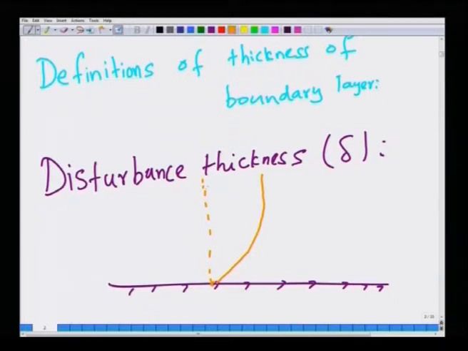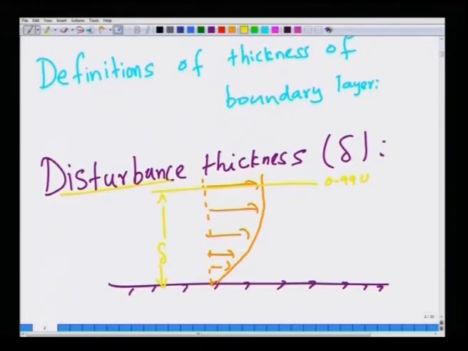Therefore, we can define delta as follows. Suppose you ask the question, at what thickness is u, the velocity in the boundary layer, 99% of the free stream velocity? That is called the disturbance thickness. So, one could have different definitions. Somebody could say at what distance it is 99.9% or simply 90% and so on. There could be variations.